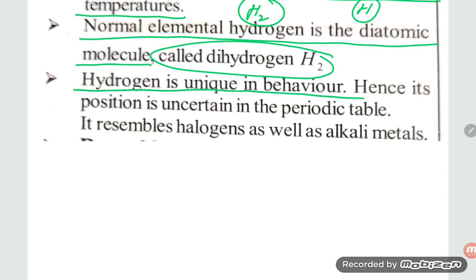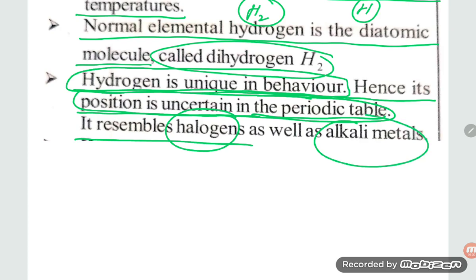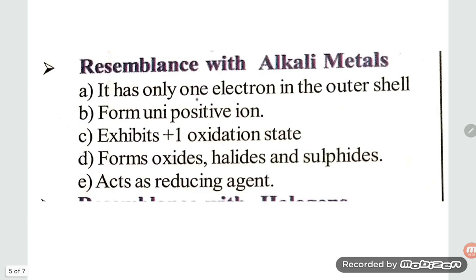Hydrogen is unique in behavior, hence its position is uncertain in the periodic table. So hydrogen is very unique in behavior, students. Its behavior is very unique compared to all other elements. That is why its position is uncertain in the periodic table. It resembles the halogens as well as the alkali metals. So how does it resemble the halogens and alkali metals? Let us have a look at it, students.